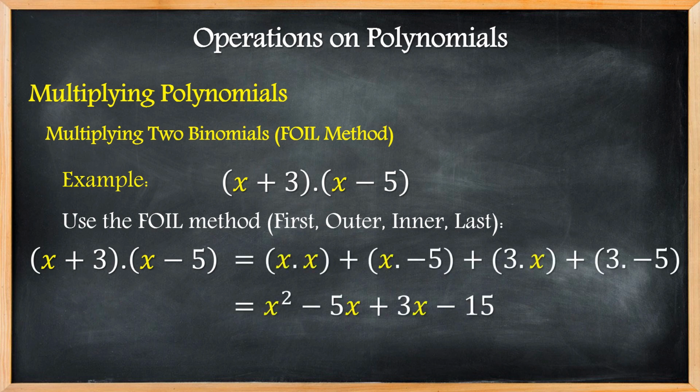Outer, x times negative 5 equals negative 5x. Inner, 3 times x equals 3x. Last, 3 times negative 5 equals negative 15. Now, combine like terms. x squared minus 2x minus 15. So the product of x plus 3 and x minus 5 is x squared minus 2x minus 15.